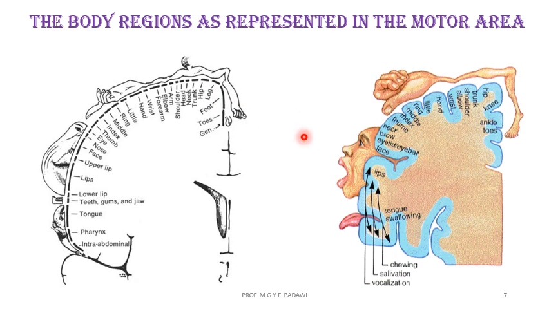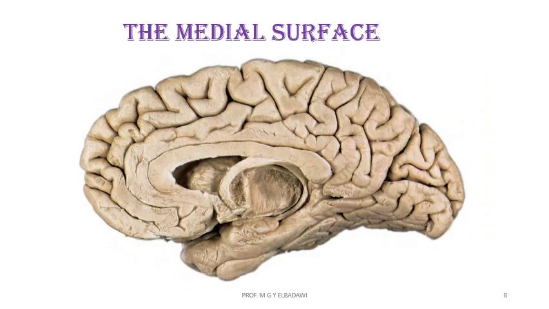In that diagram here, it shows how it looks like the beginning, the tongue and the pharynx and the part going to the abdominal organs, then the head and neck, as we said, will be the trunk, and then the lower limb here. That is the representation in the precentral gyrus. The same thing will be in the sensory area.